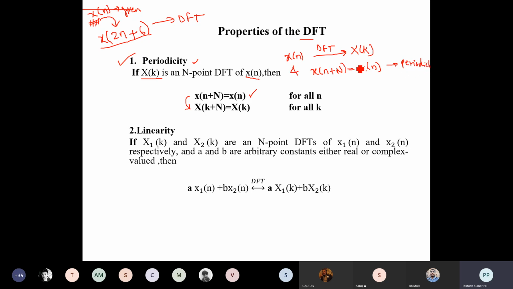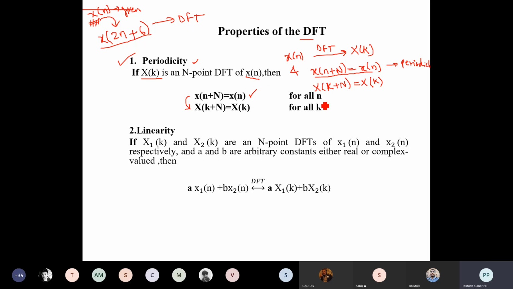We have already studied how periodic signals are represented, so this property belongs to periodic signals. So if it is given that x of n has DFT X of k, and x of n is a periodic signal having a period of capital N, then its DFT will also have the same period. The DFT will show the same period, and X of k plus N will represent a periodic nature. Okay, so this is called the periodicity property.